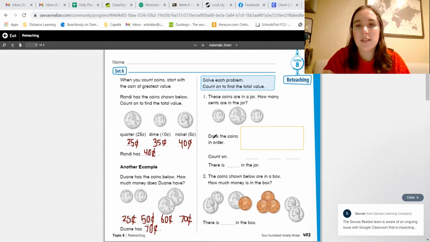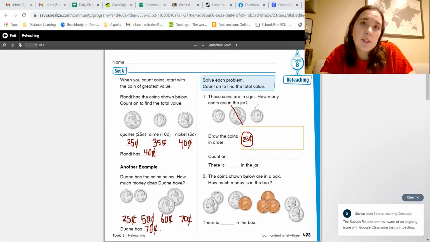That's why they have this box and they say draw the coins in order. So which coin is the most valuable for us? The quarter. So I'm gonna draw my quarter. The way I do it when I'm drawing them is I draw a circle and then I put the value inside of it with my cent sign. Okay, so 25 cents goes first, and I could even cross it off if I wanted to. And then we have 2 dimes, and those are the same value, so we just have to draw 2 dimes.